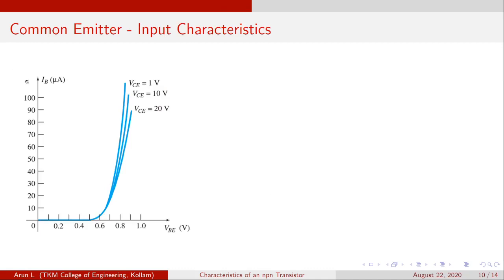So this is input characteristics of common emitter configuration. So input current is IB and the input voltage is VBE, and this is plotted for constant value of output voltage VCE. So you can see three curves for three different values of VCE. So when I increase the value of VCE, there is a downward shift in the curves. IB is decreasing when the VCE value is increased.